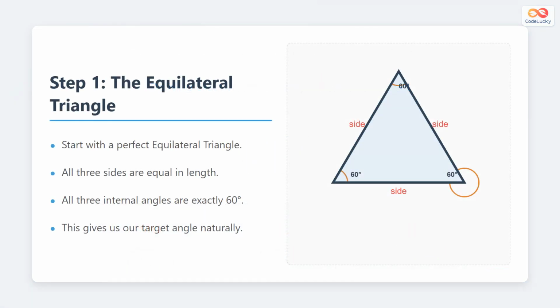We start our journey with a perfect equilateral triangle. In this shape, all three sides are exactly the same length. More importantly, all three internal angles are equal, and since the angles of a triangle add up to 180 degrees, each angle here is exactly 60 degrees. This is the perfect starting point.